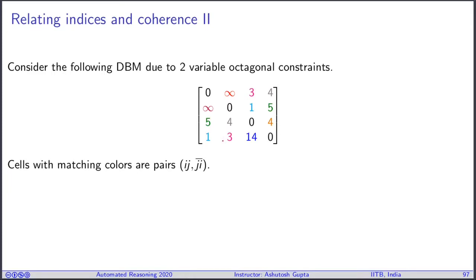An octagonal DBM is coherent if the entries at (i,j) and (j-bar,i-bar) are equal. You can look at it easily. This is column 1 and row 4, so you can say that it's the entry (4,1). Then you just take (1-bar,4-bar), which is basically (2,3), the second row, third column, and that is the center.